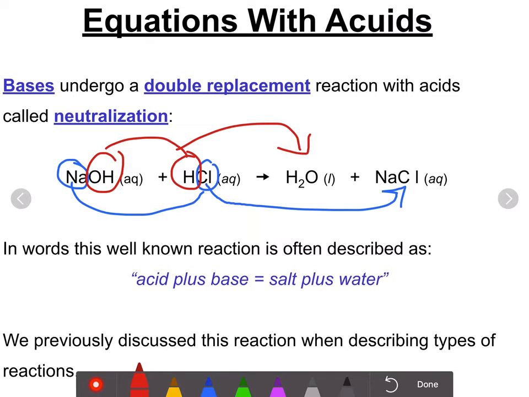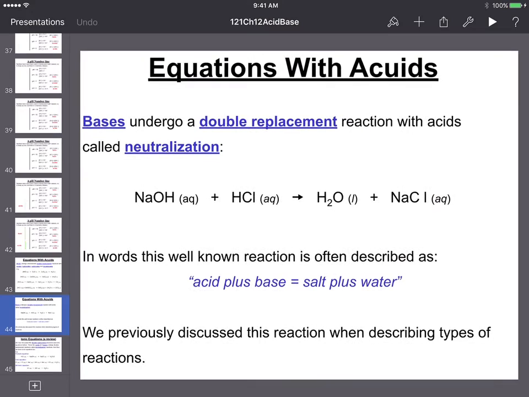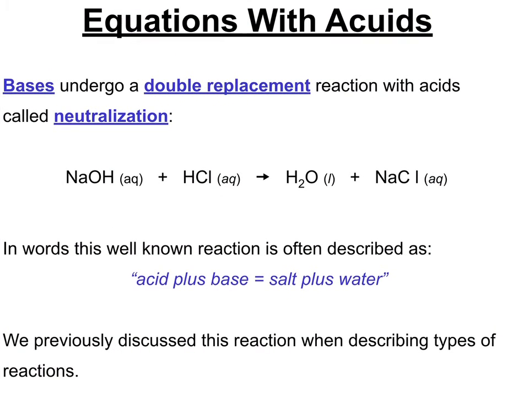Now, this is a very characteristic equation you need to know. This type is called a neutralization reaction. What we're talking about here is acid plus base equals a salt plus water. This salt is usually a solid. We can precipitate out of solution.